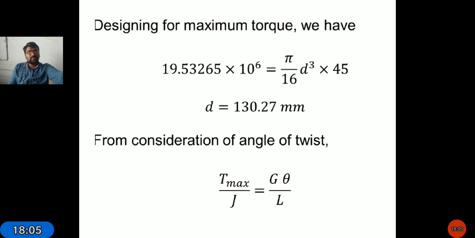Designing for maximum torque, we have the value of torque as 19.5325. By substituting the value in the above equation we get the diameter of the shaft as 130.27 millimeters.